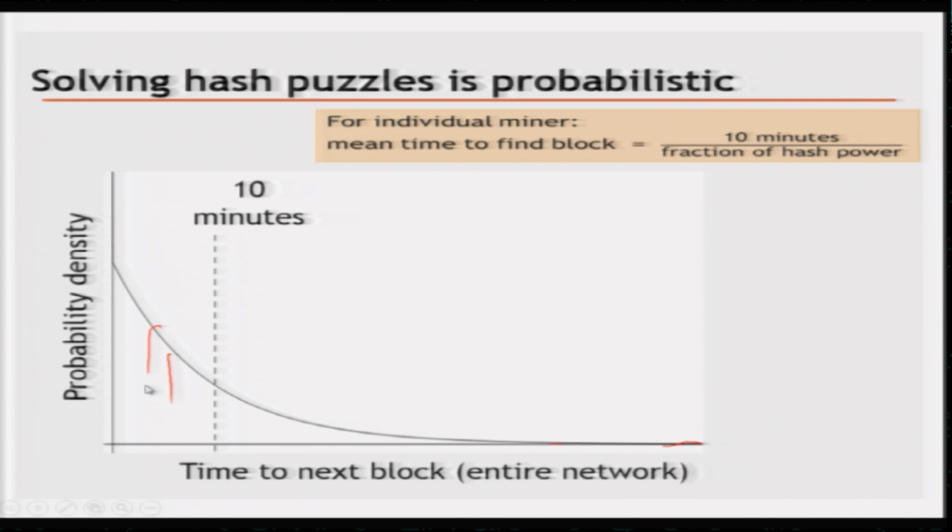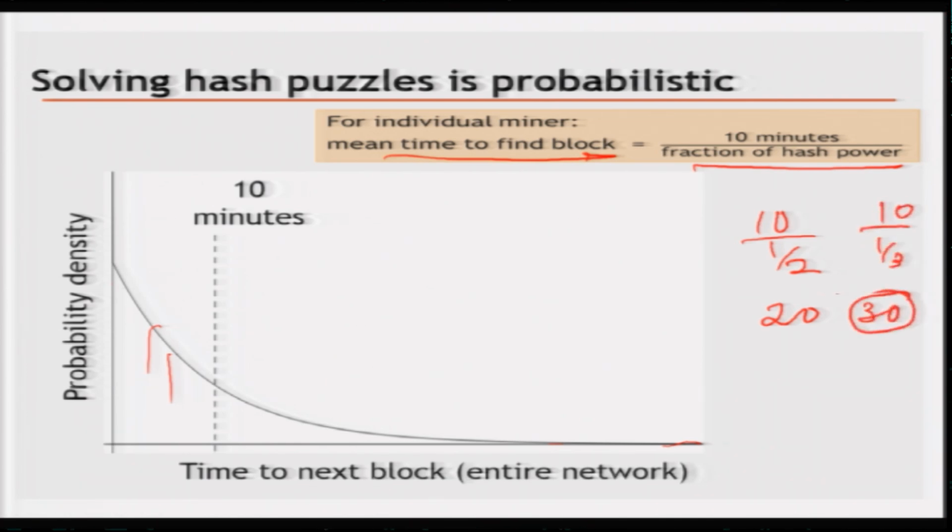And for each individual miner, the mean time to find a block is 10 minutes divided by the fraction of hash power. So, if you have let us say half of the hash power, then your average time will be 20 minutes. If you have 1/3 of the hash power, then your average will be 30 minutes, right. Therefore, the probability will accordingly also be adjusted.